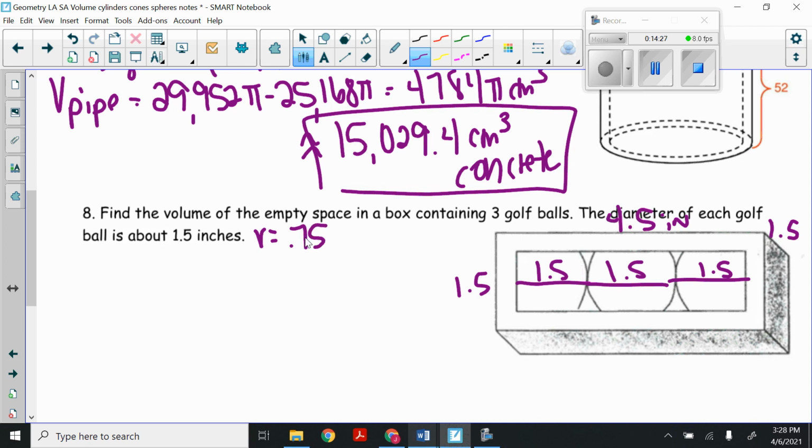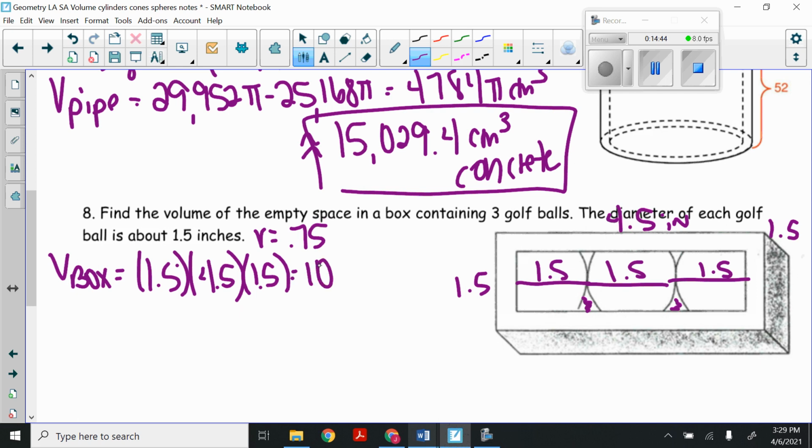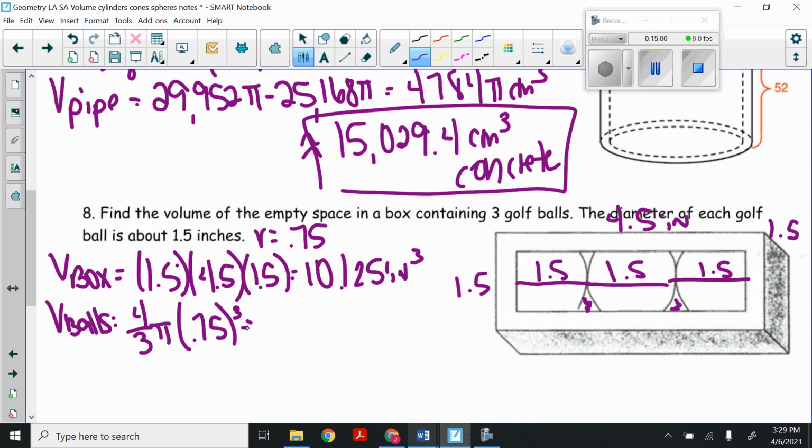So if I want the volume of the empty space, so this empty space in here is what I'm looking for. So first I'm going to find the volume of the box itself. That's my rectangular prism, so the volume of that, 1.5 times 4.5 times 1.5, which gets us 10.125 cubic inches. Then I'm going to find the volume of one of the balls. They're shaped like spheres. So that would be 4/3 pi times my radius, 0.75 cubed, which is about 0.5625 pi cubic inches.